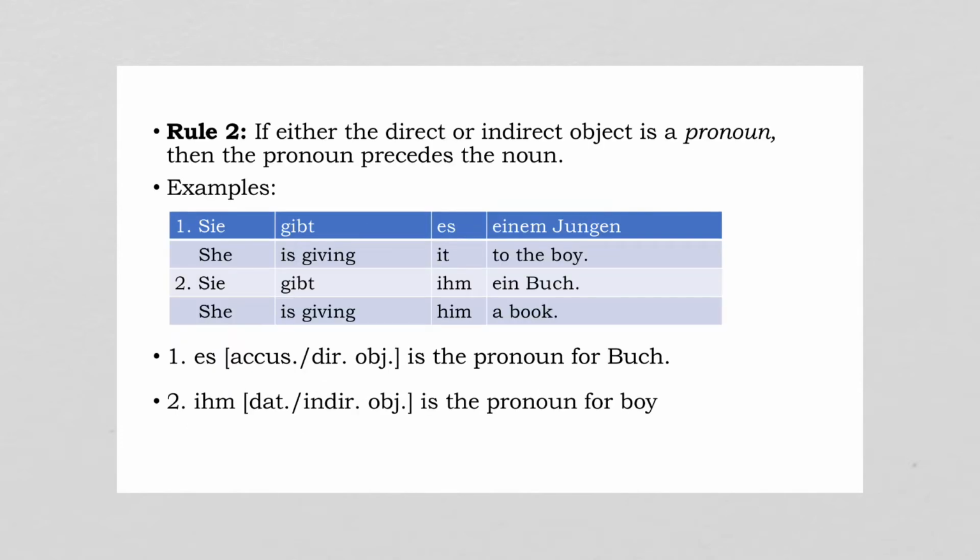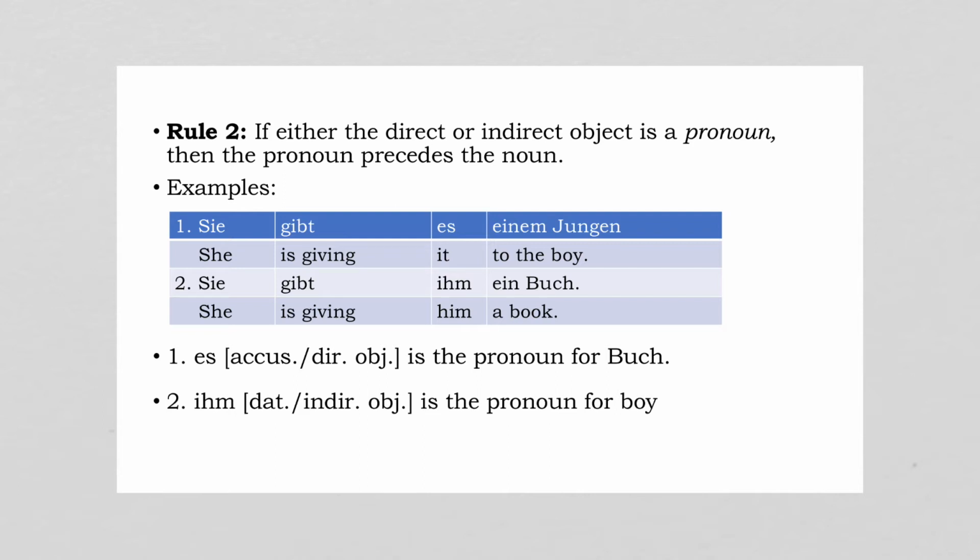All right, then we have rule number 2. If either the direct or indirect object is a pronoun, then the pronoun precedes the noun. So I have 2 examples here. The first example, sie gibt es einem Jungen. She is giving it to the boy. Here the es is standing in for book, okay?